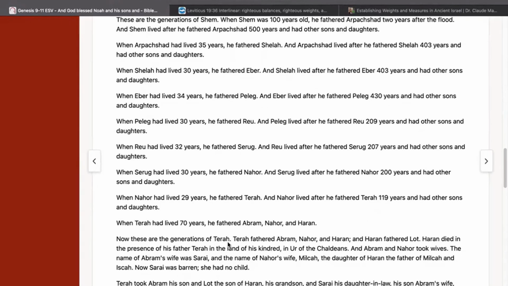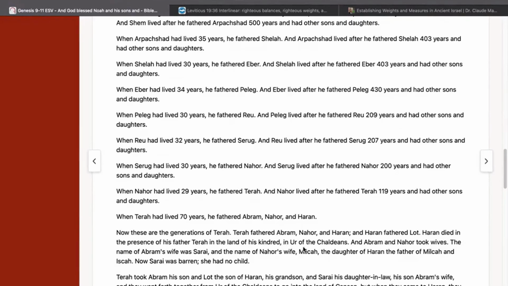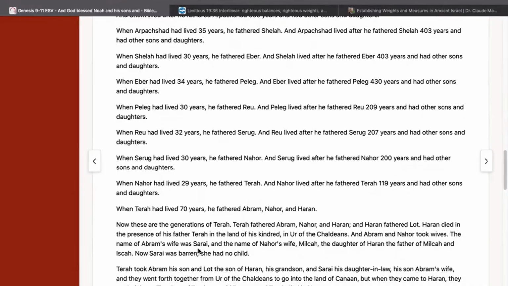Now, these are the generations of Terah. Terah fathered Abram, Nahor, and Haran; Haran fathered Lot. Haran died in the presence of his father Terah, in the land of his kindred, in Ur of the Chaldeans. And Abram and Nahor took wives. The name of Abram's wife was Sarai, and the name of Nahor's wife, Milcah, the daughter of Haran, the father of Milcah and Iscah. Now, Sarai was barren. She had no child.